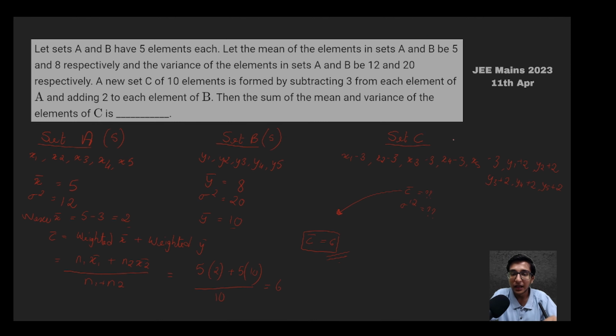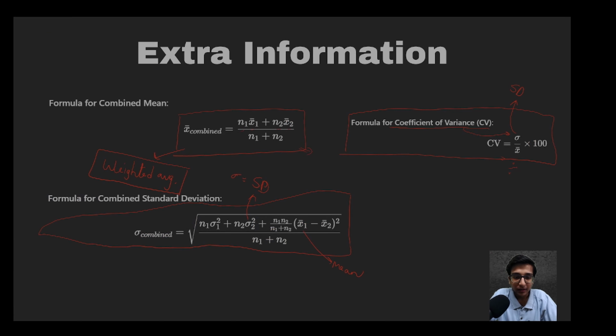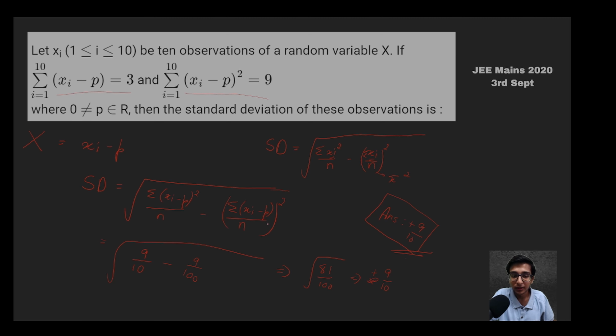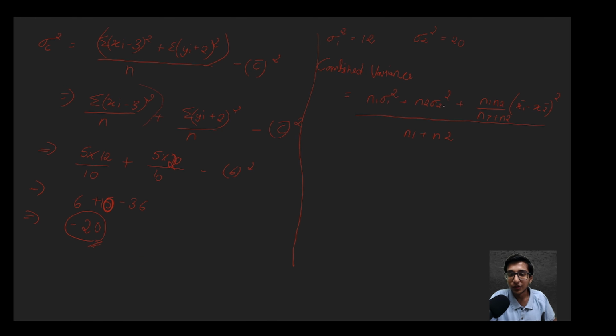If you do not remember, I'll show you what the formula was and where we studied it. Here, if you remember, we had studied this sigma combined formula: n1 sigma 1 square plus n2 sigma 2 square, n1 n2 upon n1 plus n2, x1 bar plus minus x2 bar whole squared, upon n1 plus n2. So this was standard deviation. For variance, we just need to remove the square root and we would get the combined variance.